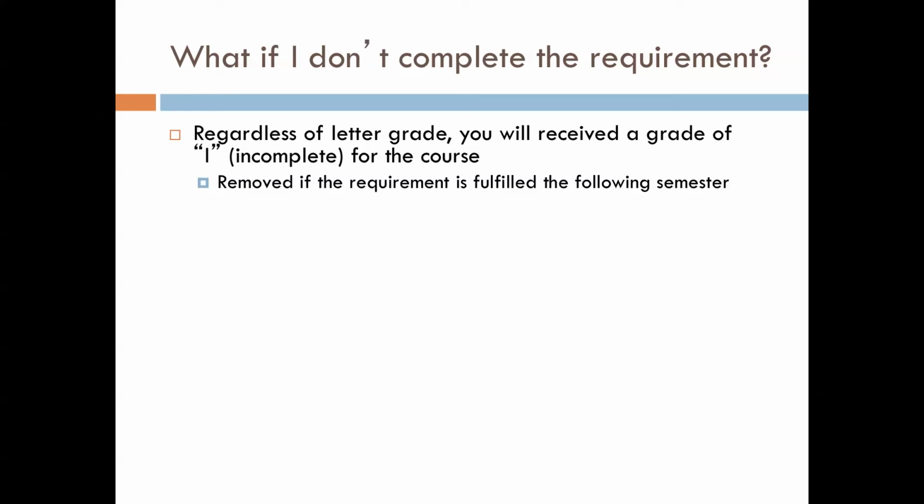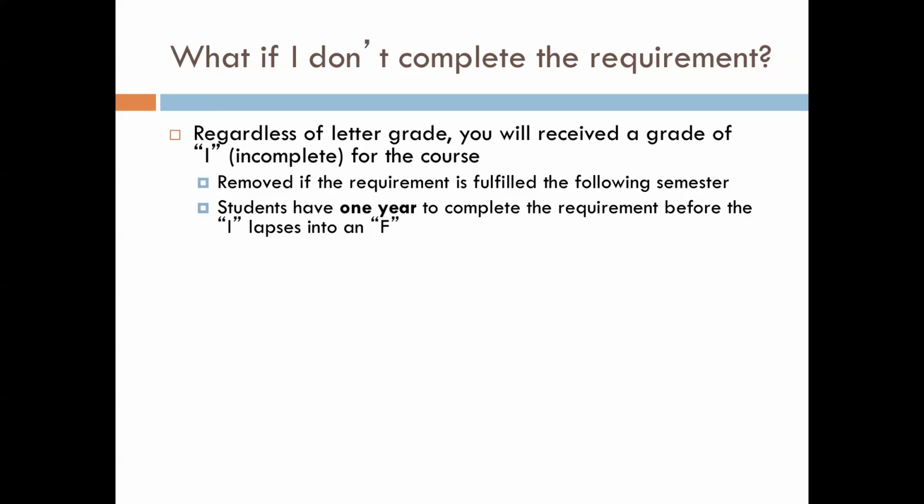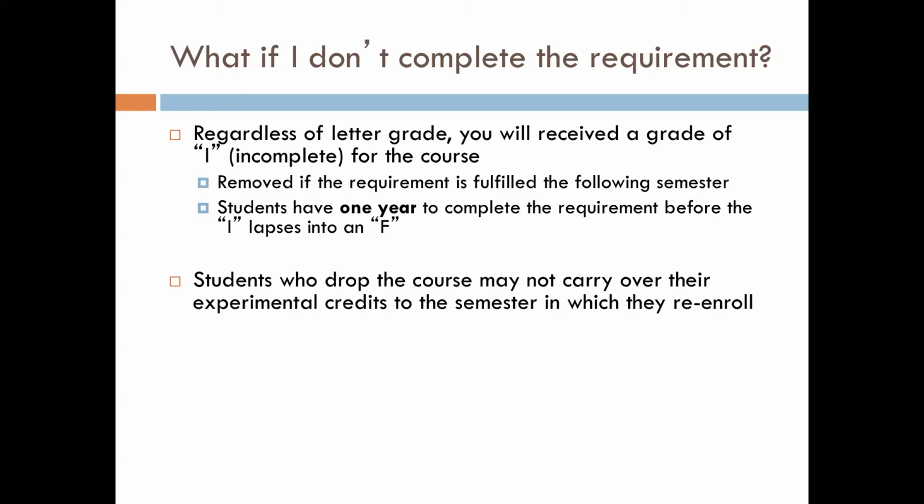You will be enrolled back into Participant Pool and SONA and be given the opportunity to fulfill this requirement again. Students will be given 1 additional year to complete the required amount of credits and remove the incomplete. If you do not fulfill the requirement by that time, the incomplete will lapse into an F. Please keep in mind that any credits that were earned in the previous semester will be stripped, and you will need to start the process again.